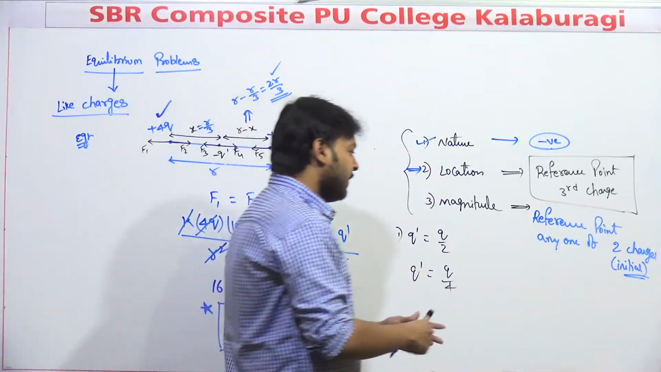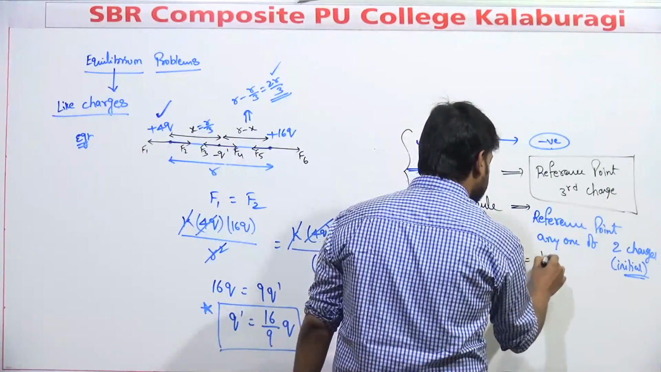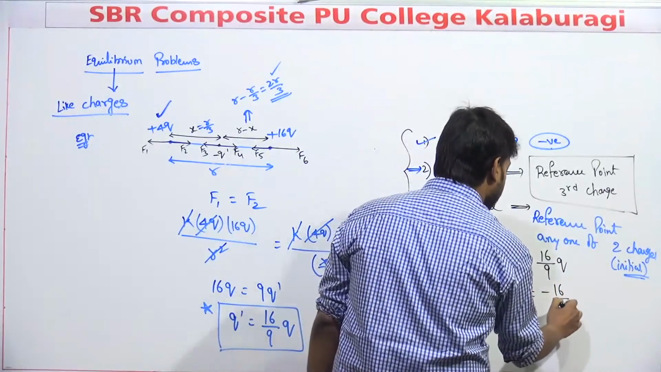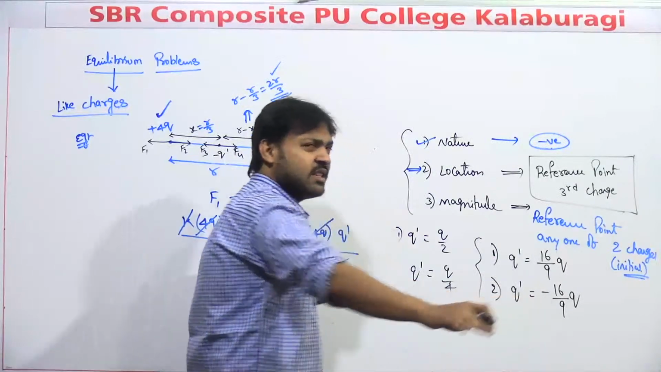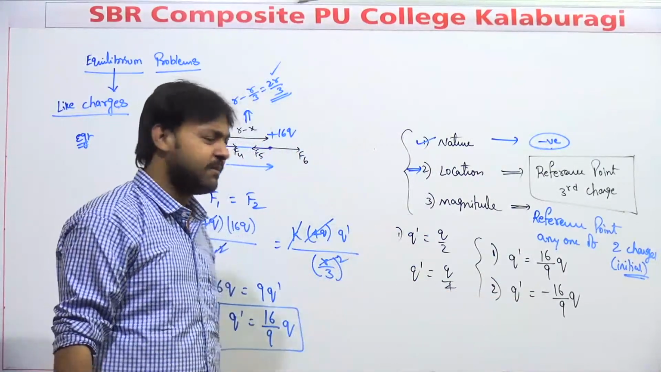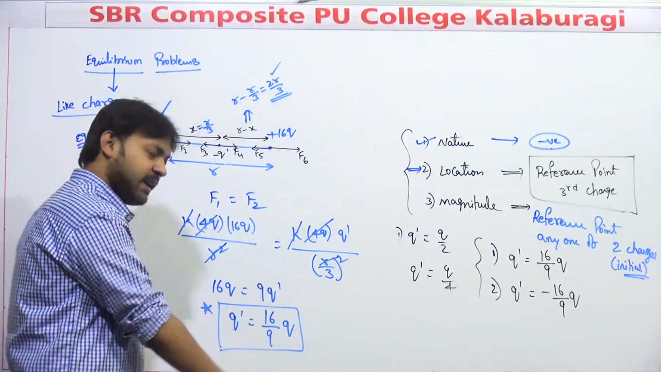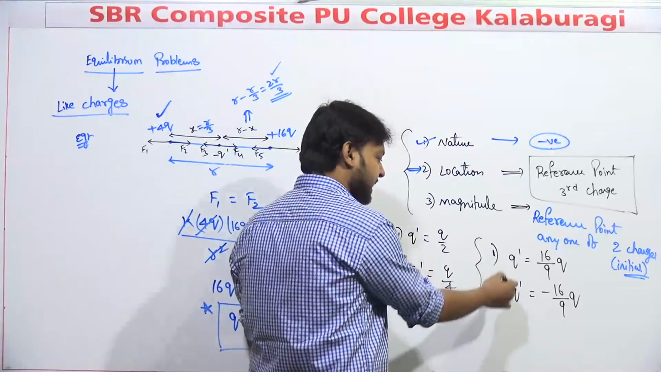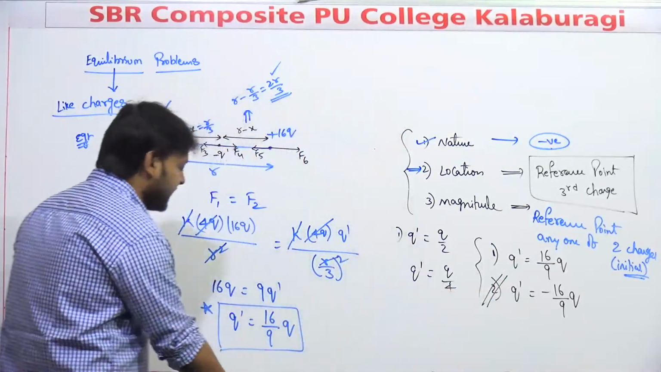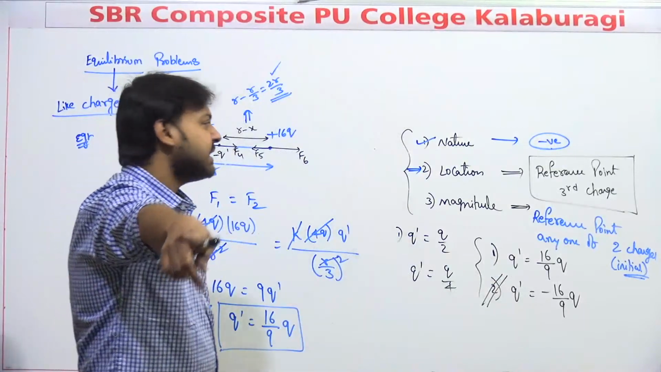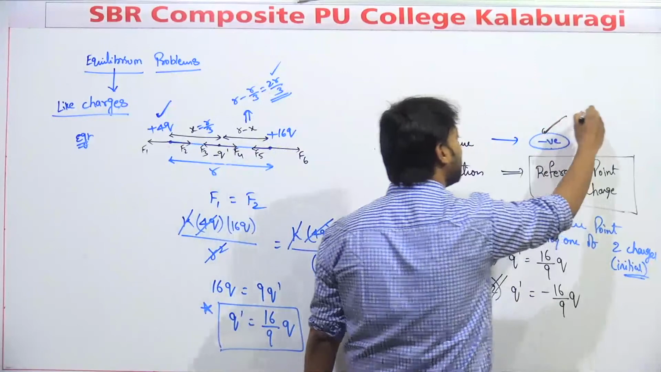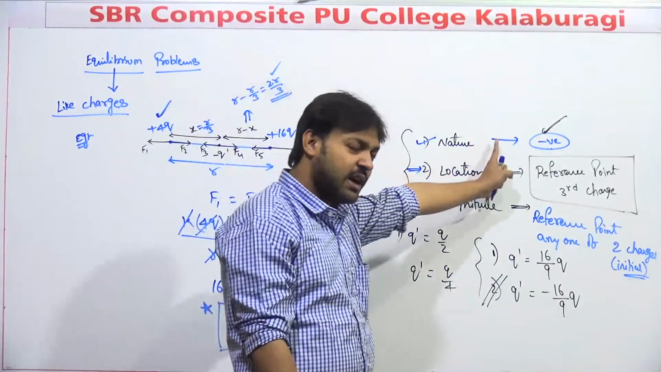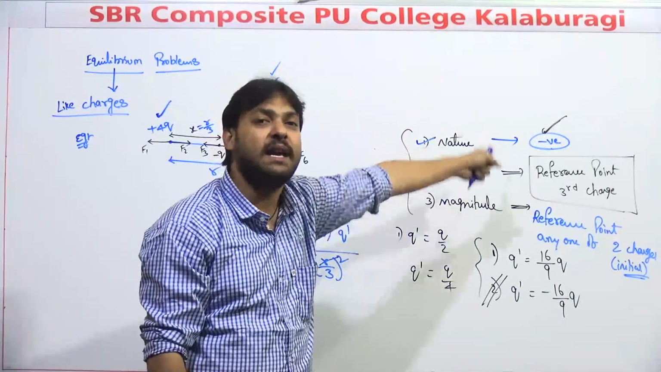Now see the options. First option, q dash is 16 by 9 times q. Second option, q dash is minus 16 by 9 times q. The remaining other nonsense options are 9 by 16 and minus 9 by 16. Right? Clear about this point? q dash is 16 by 9 times q. Now, which option is the correct option, first or second? Definitely the second one. Why? We calculated the magnitude of the charge, but the nature of the charge we already know as negative, from the first part of the question.